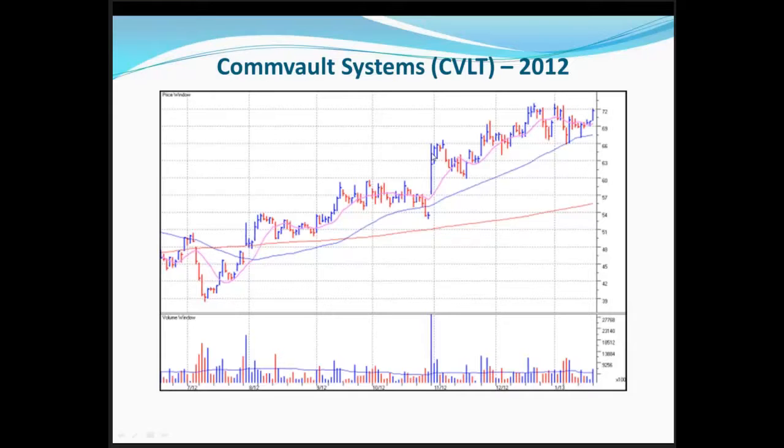Commvault Systems, it also started with a Buyable Gap up coming out of this little flag or short base formation. I think this is about 6 weeks, 5, 6 weeks. See the huge volume, it comes out and streaks higher and continues to go higher from there. And today that stock is up at $74.